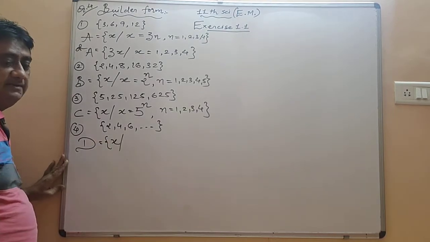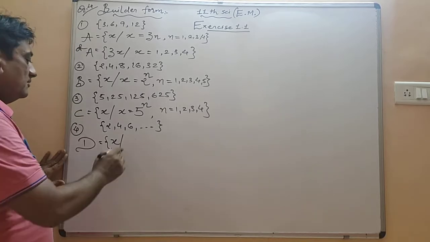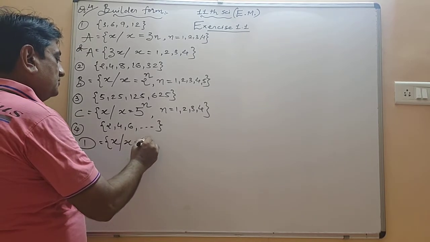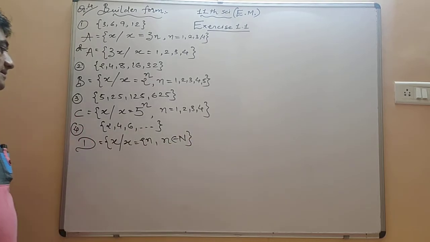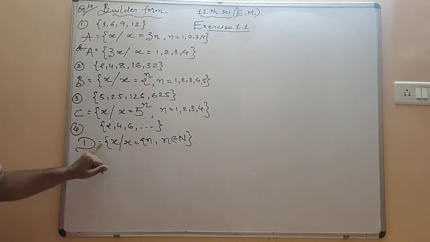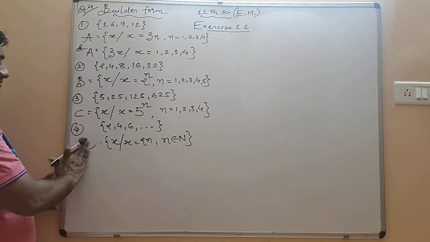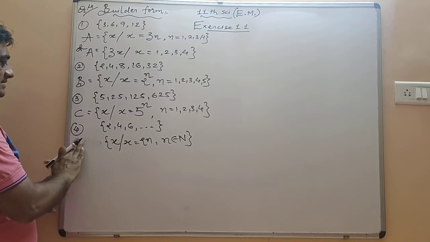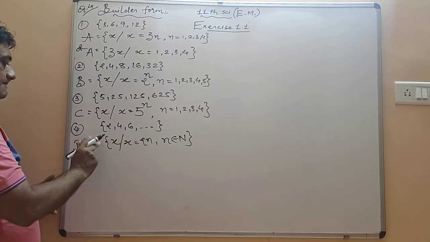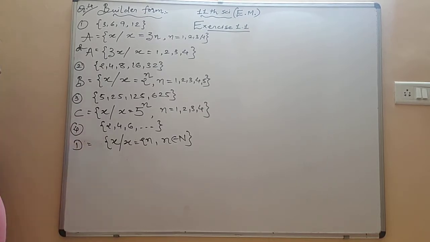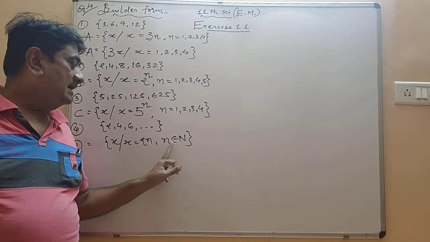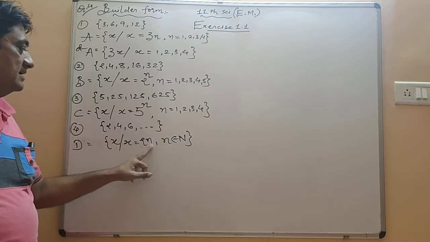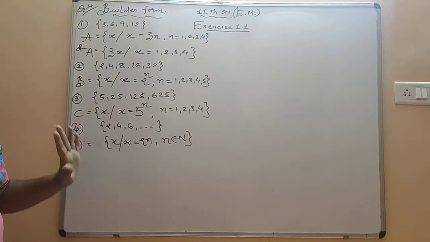X such that it is a table of 2. X is equal to 2n and n belongs to N. D is a set of all the elements which are present in X, such that X is equal to 2n. 2n is a multiple of 2. N belongs to N. If you take n value 1, so 2, 2 2s are 4, like this.